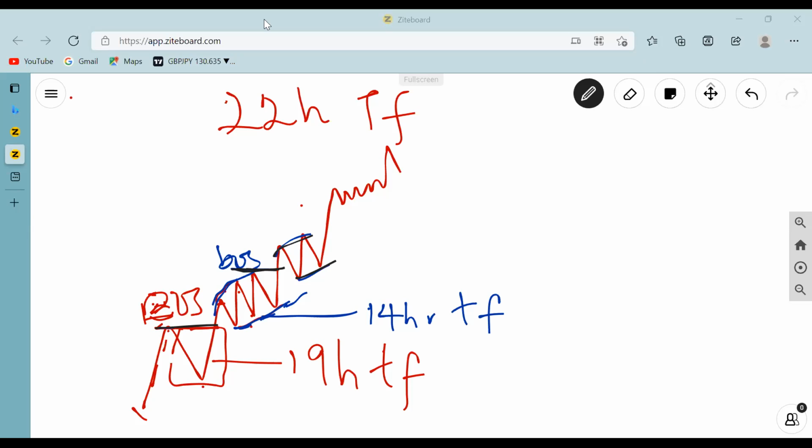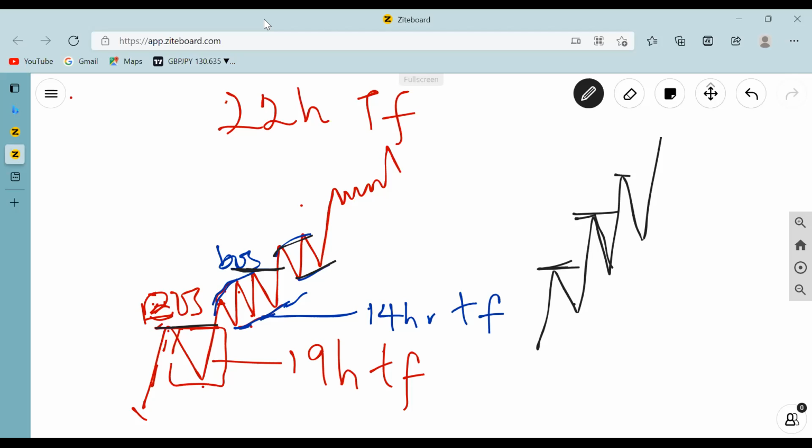If I have something like this, the market breaks this external liquidity, creates a higher high, breaks this external liquidity, creates a higher high, and so on. So this is a continuation break of structure, that is, the market breaks and continues. Now, what's a reversal break of structure?